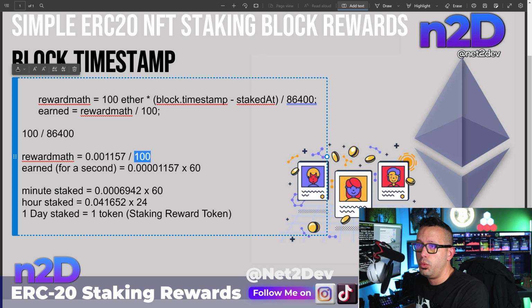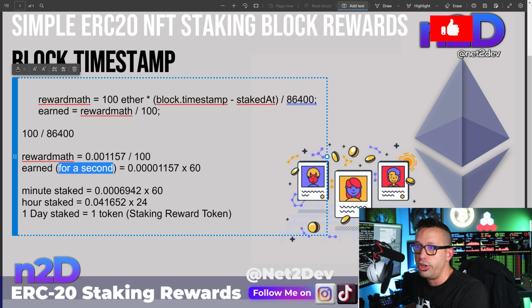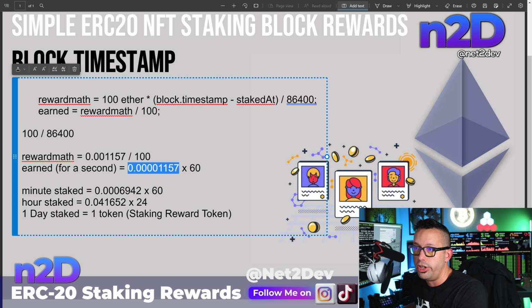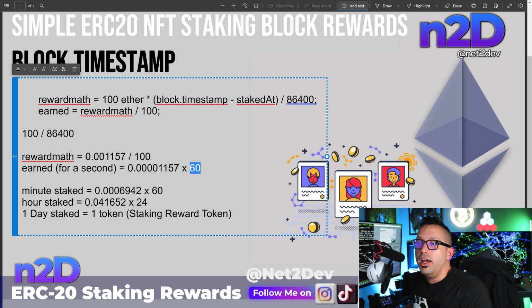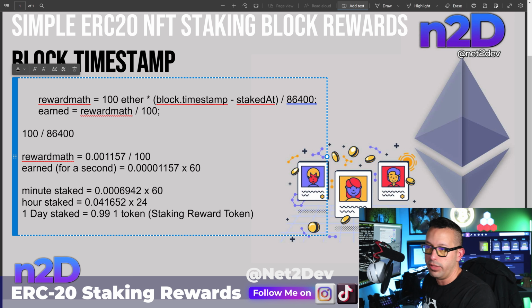Then that value we are going to divide by 100, and that will be the second earn, which will be this value. So then we multiply that value because it's a second. Every second you're going to earn this amount. Then times 60. We are then going to earn this amount. Then we want to know how much it's going to be per hour. It's going to be times 60 because 60 minutes is an hour. Then we will earn this amount times 24 hours. It's 0.99 something. It's 1 token.